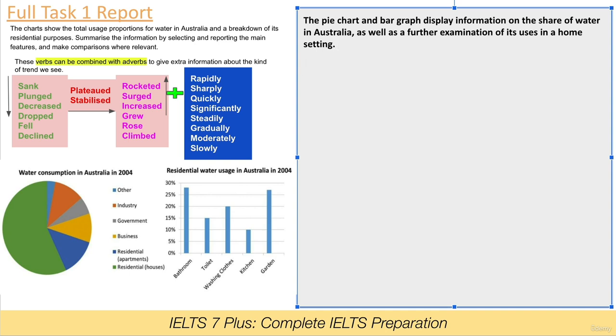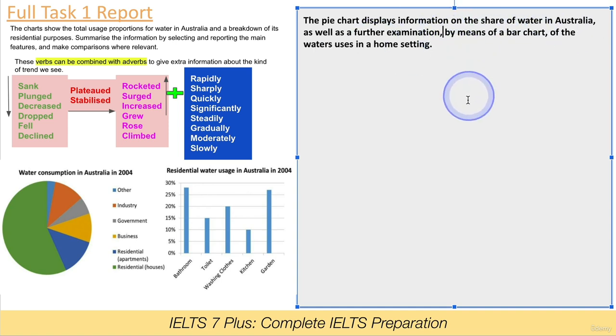Let's read this back. The pie chart and bar graph display information on the share of water in Australia, as well as a further examination of its uses in a home setting. So maybe we could be even more specific. We could say the pie chart displays information on the share, as well as a further examination by means of a bar chart of the water's use in a home setting. Okay, so we've put it into our own words. We've been more specific, which is a good way of paraphrasing if you're not sure. If you can be more specific, that's good. Okay, I think that's a strong start.